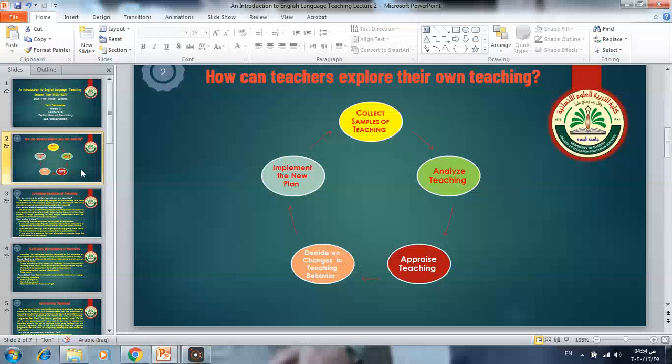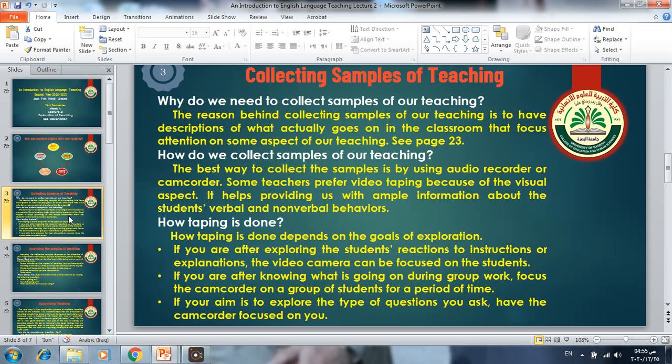After we implement the new plan, then we again start collecting samples and analyzing teaching, appraising teaching, deciding changes. So it is a cycle. Okay, it is a non-stop cycle. We start from collecting samples, analyzing, appraising, deciding on changes, and implementing the new method, the new plan. Now let's see them one by one.